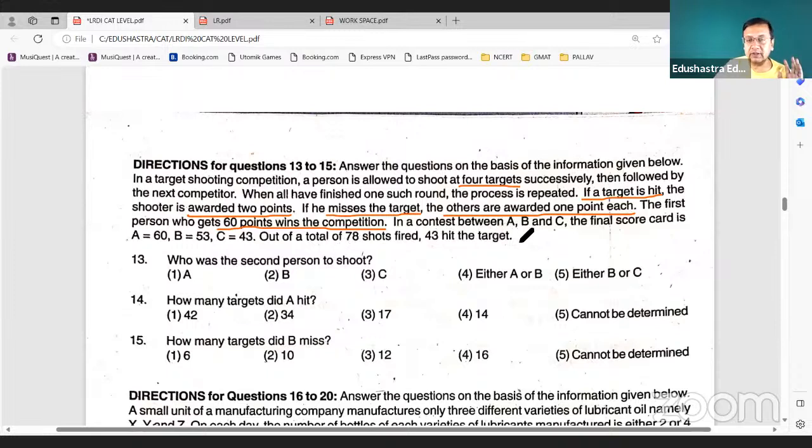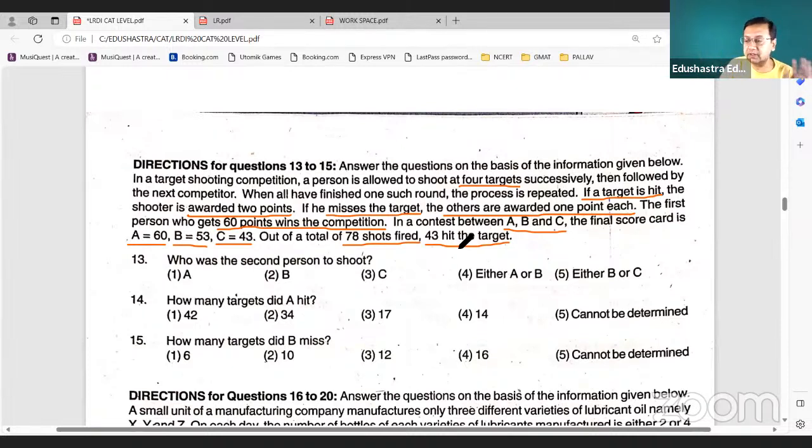In a contest between A, B, C, how many players are there? 3 players. The final scorecards are A is 60, B is 53, C is 43, out of the total 78 shots fired. So how many total shots fired? 78 shots fired. 43 hit the target. This is the basic information which is there.